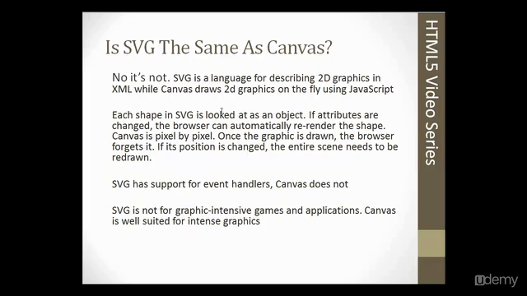Once the graphic is drawn, the browser forgets it. If its position is changed, the entire scene needs to be redrawn. Okay, so the browser will re-render the SVG graphics. It'll forget the canvas. Another difference is SVG supports event handlers. Canvas does not. And like I said before, SVG is not for graphic-intensive games and applications. Canvas, however, is well suited for that.